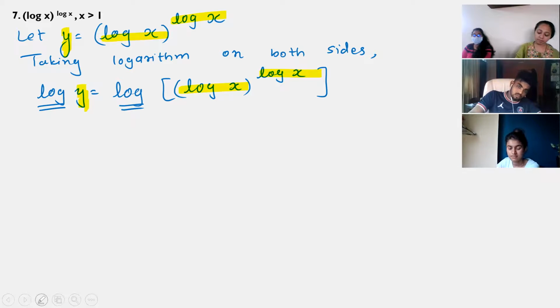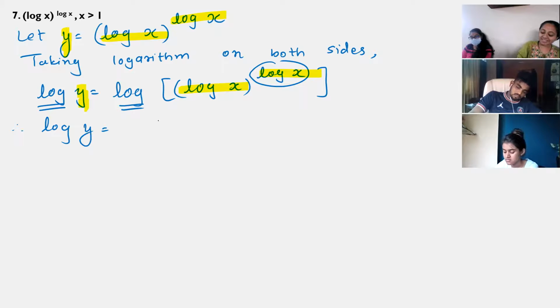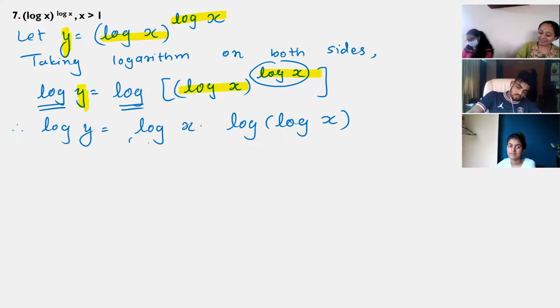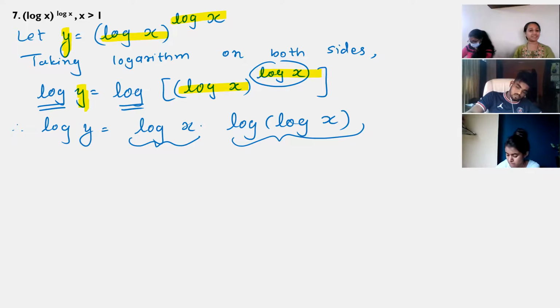Extra part is log. But I know whenever power is there, this power is going to multiply. That means log y is equal to log x is going to multiply with what? Log of log x. So you have two functions, log x and log of log x. Whenever you take log, it becomes like this. One point is separate. Product rule will be applied once we start doing the differentiation.